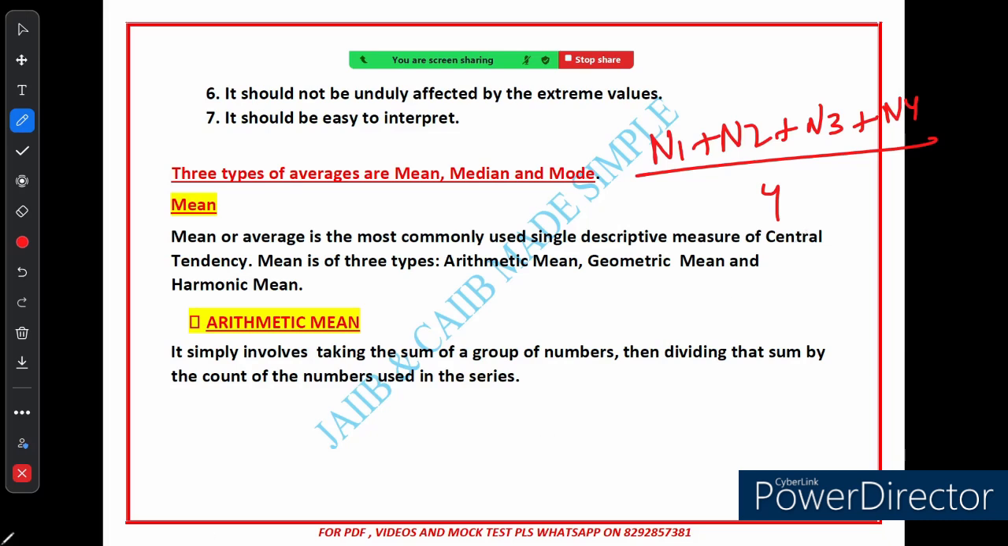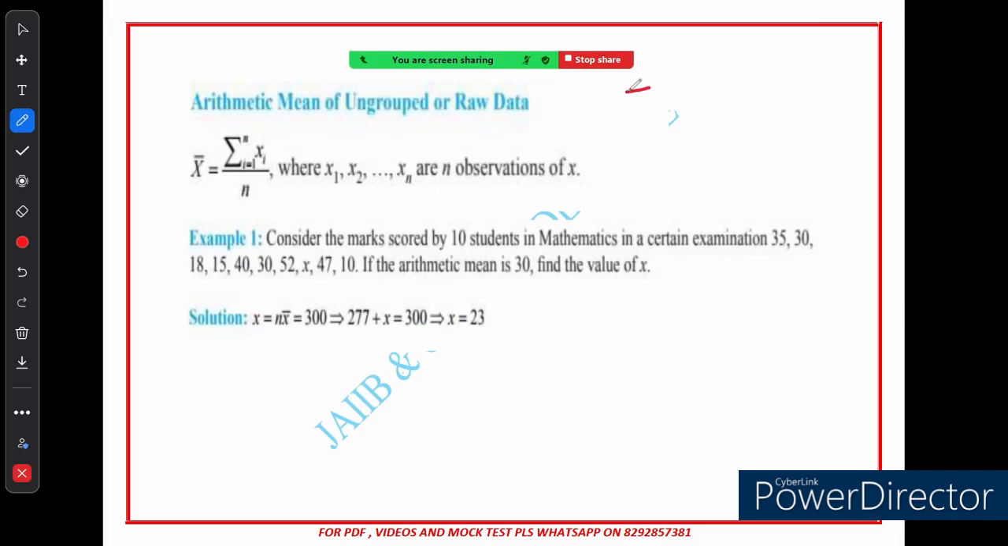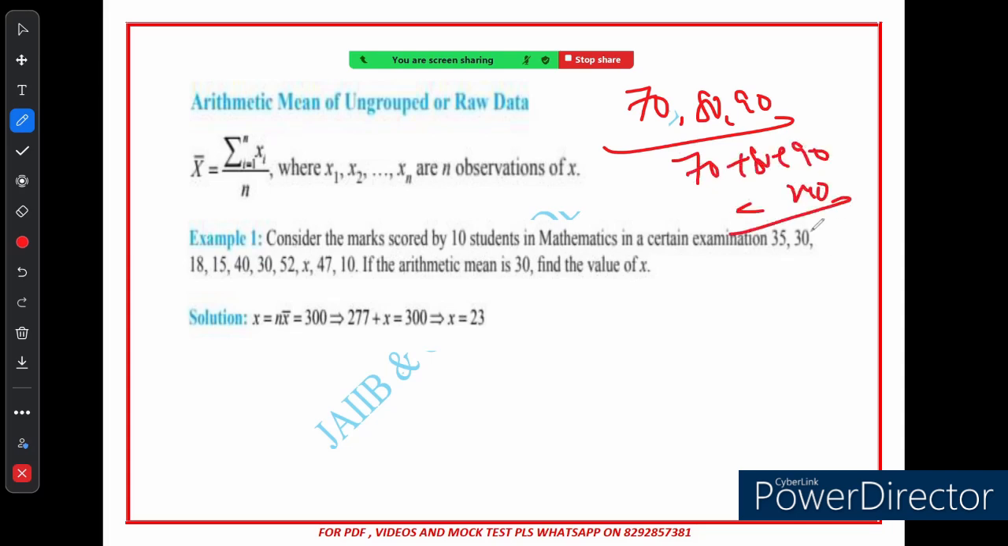Let me give you an example to make it more clear. Suppose your test scores are 70, 80, 90, right? You add them together, 70 plus 80 plus 90, this will give you 240. And divided by 3, because 3 numbers are there, that gives you an average score of 80.